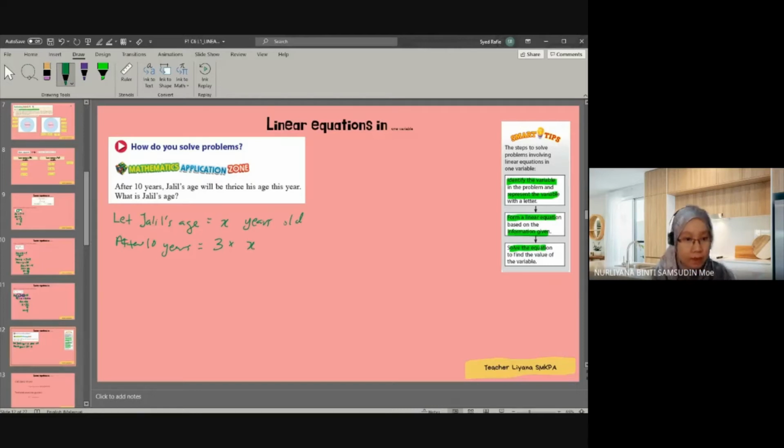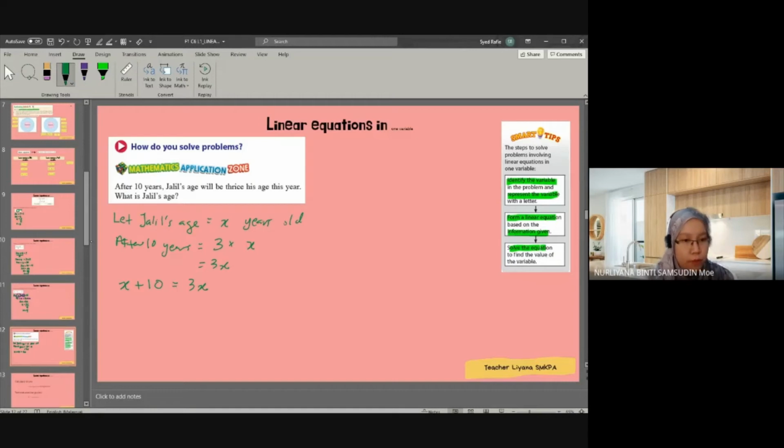Thrice meaning 3 times. So 3 times x is 3x. So what is the linear equation? What is the linear equation in one variable that can be formed? After 10 years, Jalil's age plus another 10 years will be 3x. That is our linear equation.